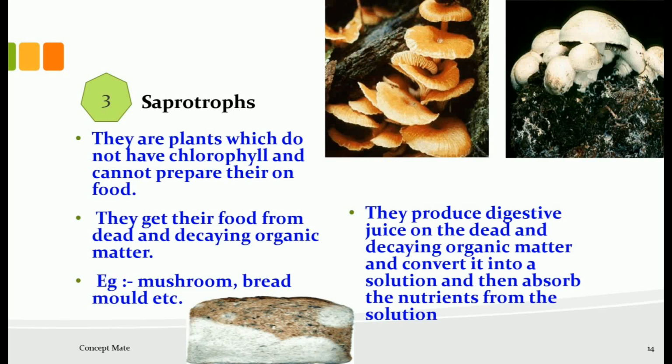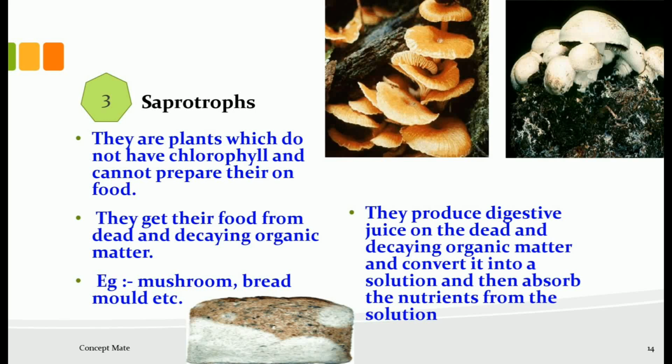You might have noticed greyish patches on old bread or mushroom-like structures on a log of wood after a rainy day. These are called fungi, and the mode of nutrition they use is called the saprotrophic mode of nutrition, and these are called saprotrophs. They produce digestive juices on the dead and decaying organic matter and convert it into a solution, and then absorb the nutrients from the solution. So these are called saprotrophs.